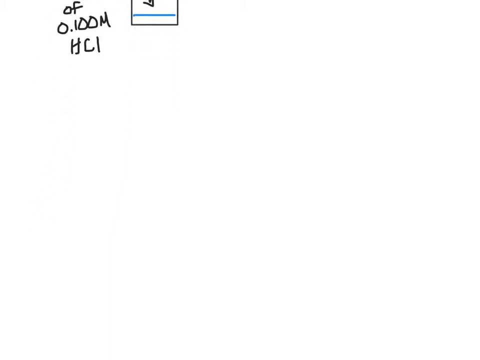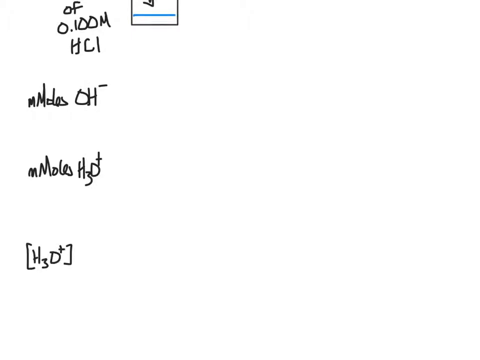Now we're going to go through a series of calculations where we calculate the millimoles of hydroxide, millimoles of hydronium, concentration of hydronium, and ultimately the pH after we do 4 different kind of titration steps. We'll add first 10, then 25, then 35, then 50 milliliters of the sodium hydroxide solution from the burette to the beaker, and we'll calculate the pH as a result.